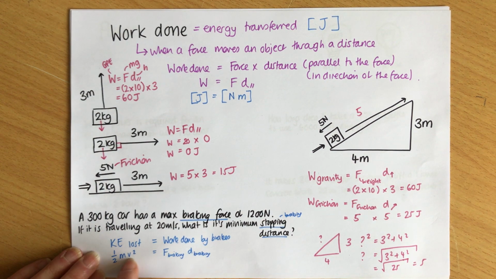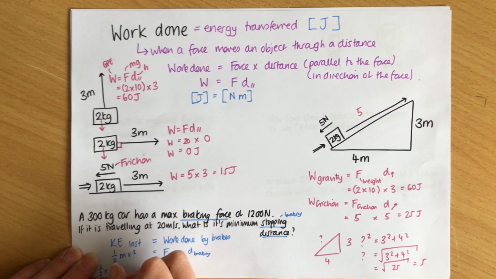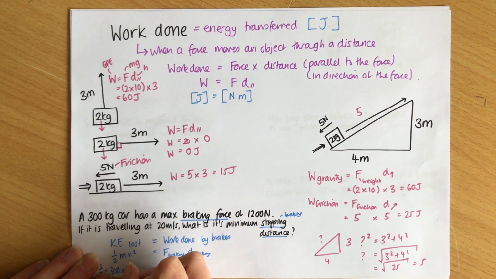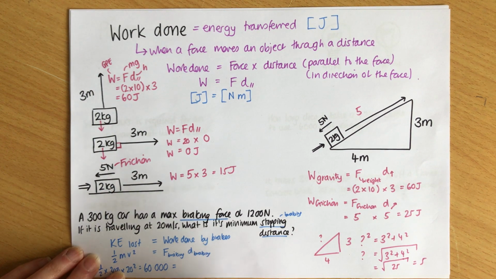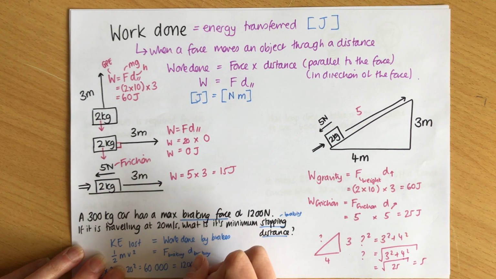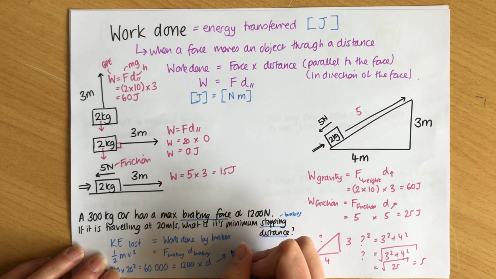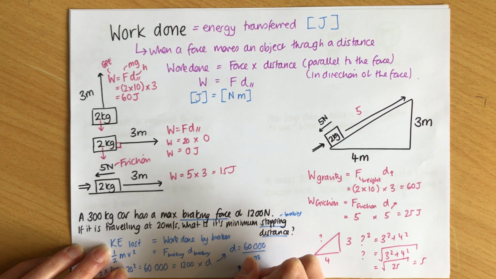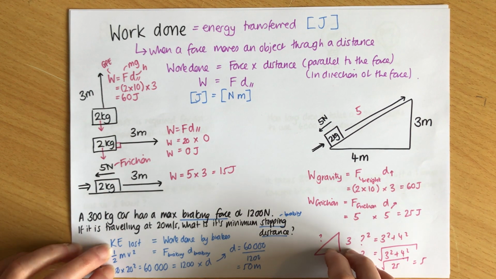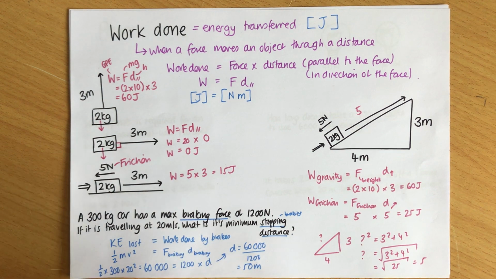I'm going to work out the kinetic energy first. So I've got 1/2 times mass, which is 300, times 20 squared. That comes out as 60,000 joules. And that's going to equal the braking force, which is 1200, times the braking distance. If I rearrange that equation, d equals 60,000 divided by 1200, I get a distance of 50 metres, which seems pretty sensible for a car question. But this is quite a common tricky question that they can ask.